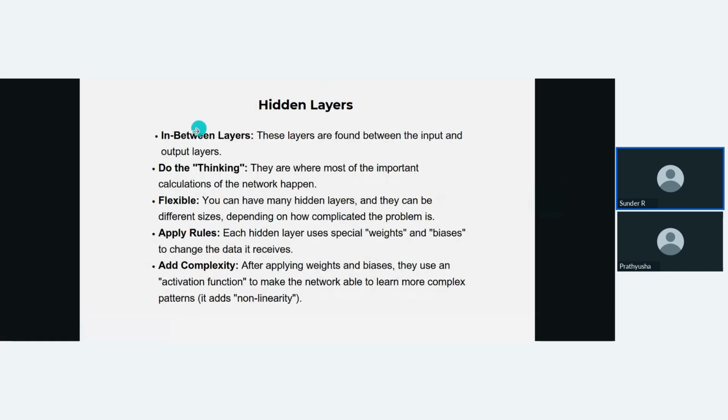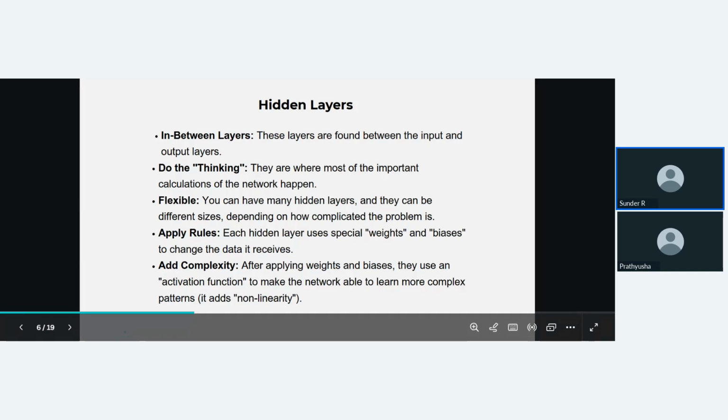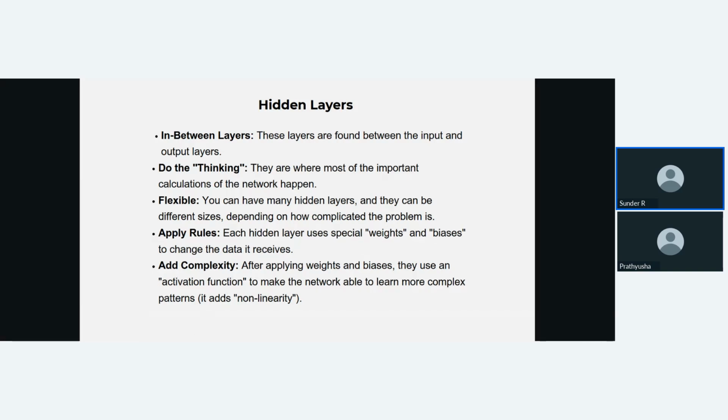So next we have the hidden layers. Hidden layers is where the actual magic happens. So what is this actual magic? I took an example of a waiter and then a chef, right? So the waiter you can consider as an input layer, while the kitchen you can consider as your hidden layer. Why is the kitchen a hidden layer? Because that is where all the great dishes are cooked, right? All the magic happens there itself.